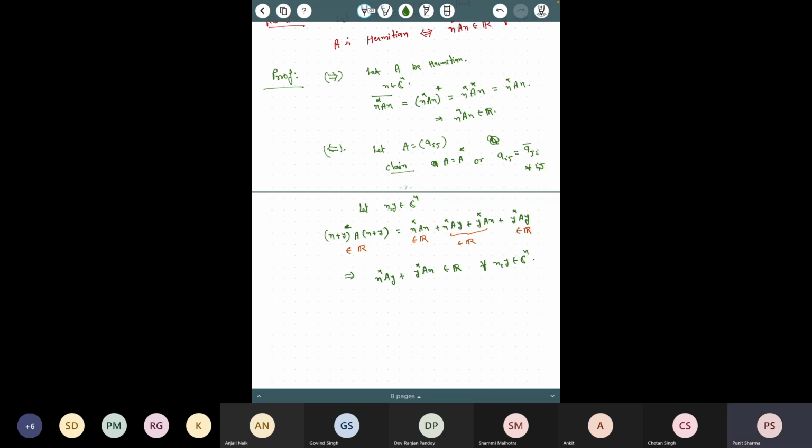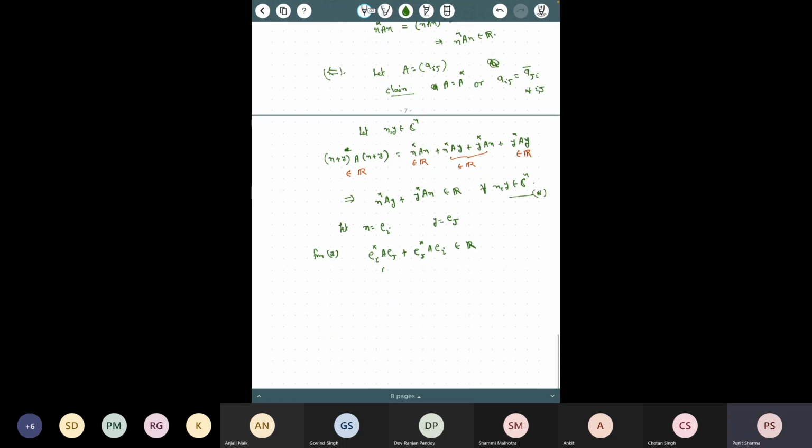Now look at this. If I choose x as ei and y as ej, where ei is the ith standard unit vector and ej is the jth standard unit vector, then from equation star we can say that ei star A ej plus ej star A ei is in R. Can you tell me what is ei star A ej? This is Aij, just the ijth entry of A.